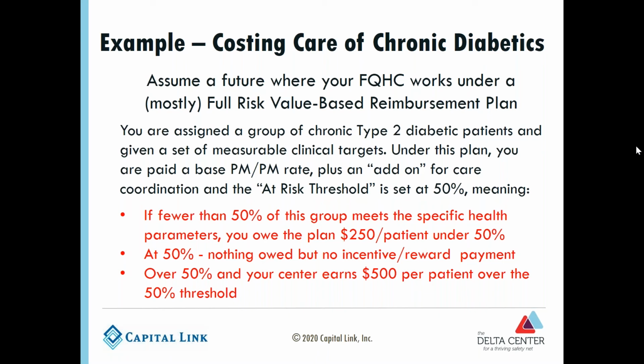So hopefully you can all see where we're going here. 50% is your base target. Under it, you get penalized $250 per patient for every patient under that 50% that meets your test conditions, and over it, you get a reward. Okay, next slide.